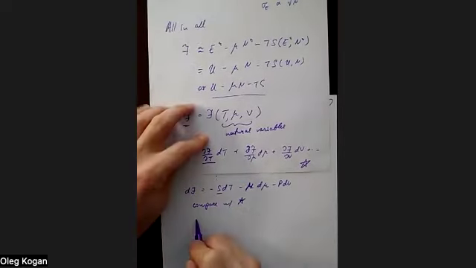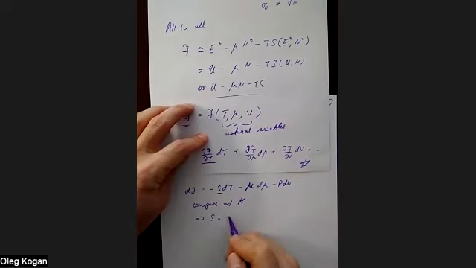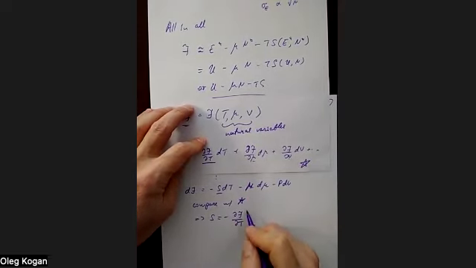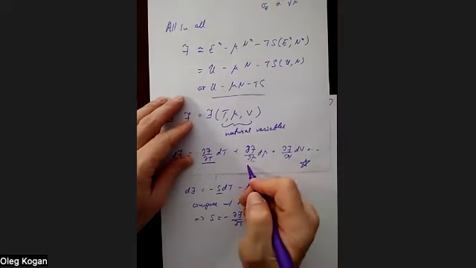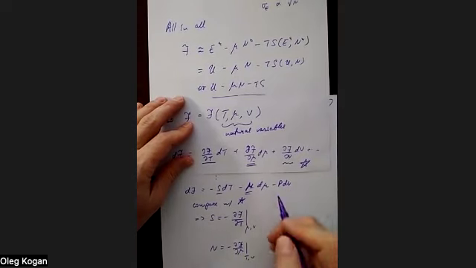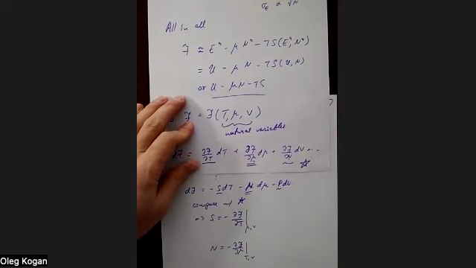Okay, so if you just compare, so this must be this. So you get S equals minus partial grand potential with respect to temperature at fixed mu and V, and whatever the other variables are. And then this you compare with this. So N equals minus partial F partial mu at fixed temperature and volume. And then you compare this with this. So pressure equals minus partial grand potential partial V at fixed T and mu.